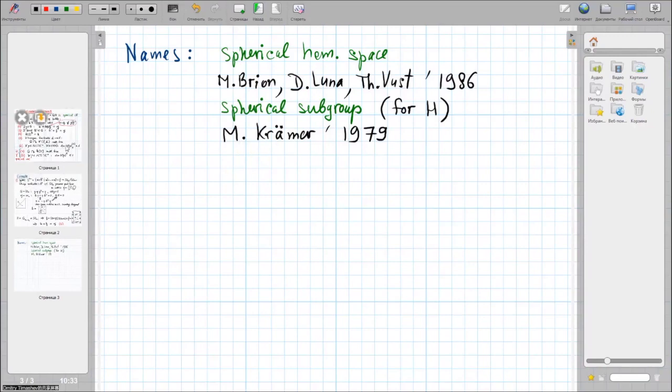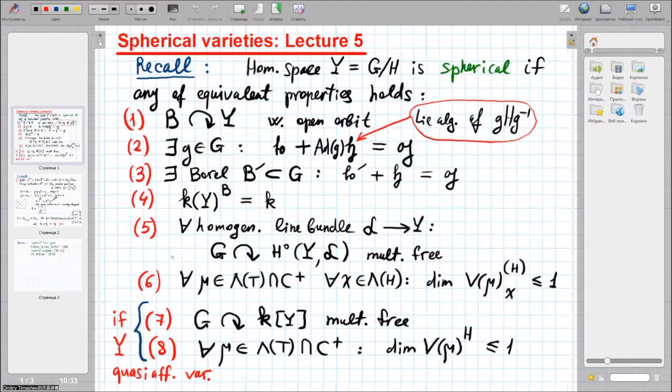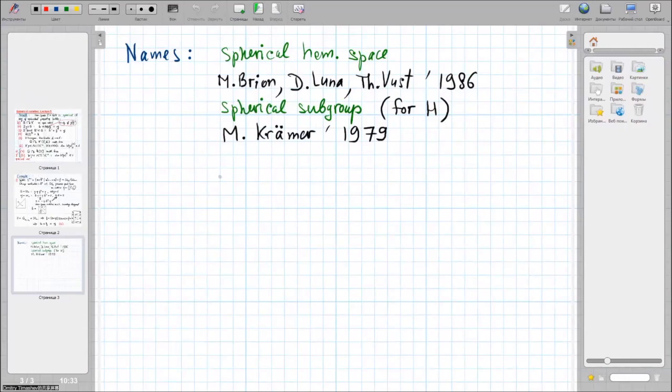For instance, the last 4 conditions about the multiplicity-free property, it was proved that these conditions are equivalent to sphericality. It was proved that the conditions 5 and 6, and in the quasi-affine case, they are equivalent to the conditions 7 and 8. So these multiplicity-free conditions are equivalent to the existence of an open Borel orbit. This was proved already. So let me write down like this.